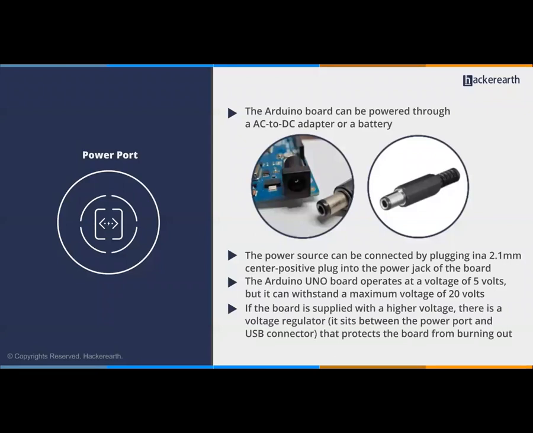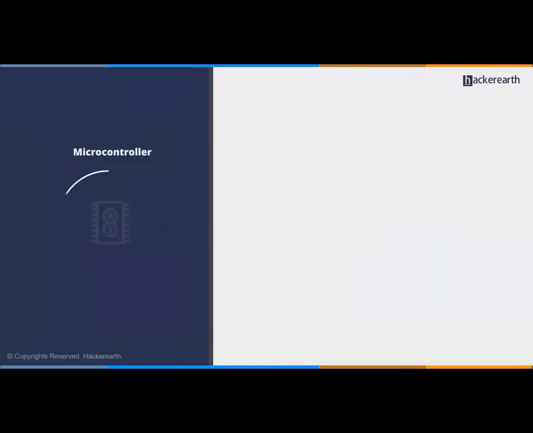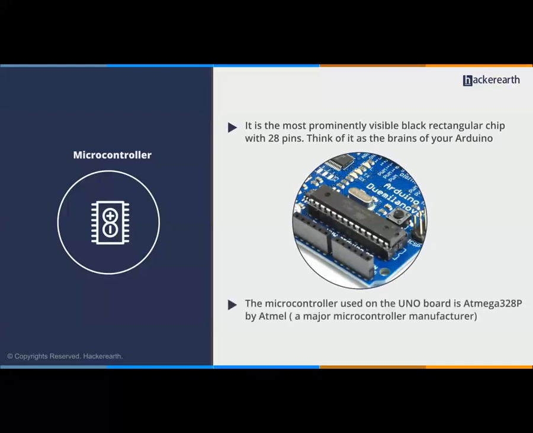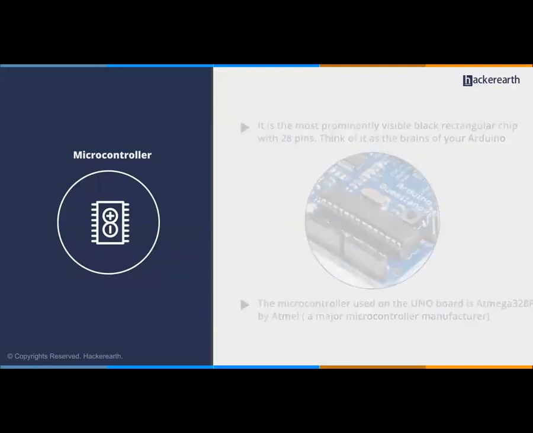Now let's take a look at a very important component: the microcontroller. It is the most prominently visible black rectangular chip with 28 pins. Think of it as the brains of your Arduino. The microcontroller used on the Uno board is ATmega328P by Atmel, a major microcontroller manufacturer.